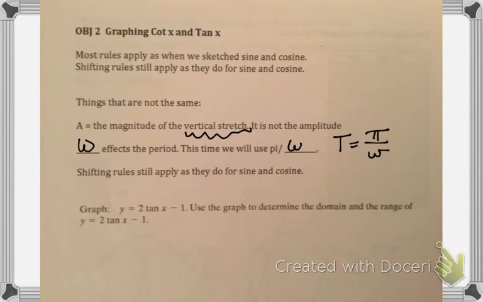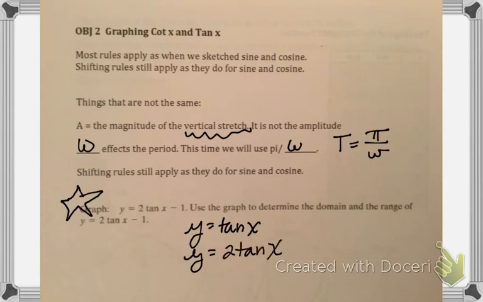Okay, so for this one, I want you to use a calculator to graph. What I want you to do is to graph y equals tangent x first. Then I want you to graph y equals 2 tangent x, and I want you to see what happens to the graph. And I want these on the same graph, by the way. So place these on the same graph.